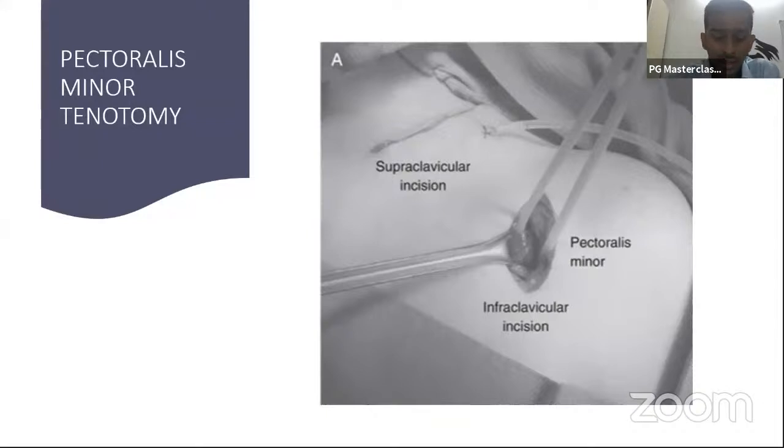So the incision, as I had shown in the first slide, is along the lateral border of the pectoralis major muscle. It is a longitudinal incision. The pectoralis major muscle is retracted medially, as shown by the retractor in the diagram, and the pectoralis minor muscle is hooked underneath and held with a vascular loop or stay sutures. The muscle is cut at its tendinous insertion to the coracoid process.